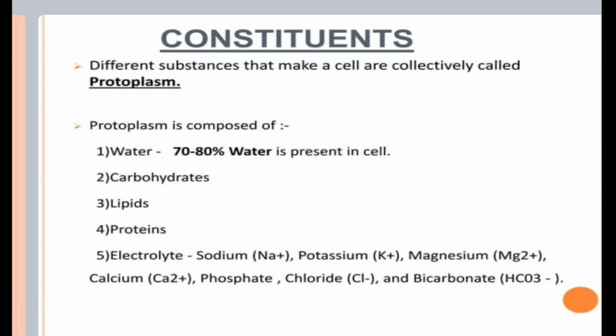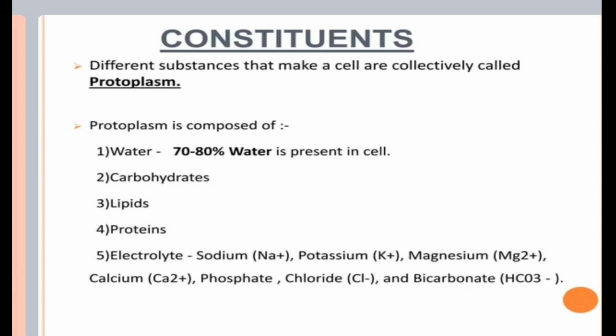Different substances that make a cell are collectively called protoplasm. I have told you about the organelles. There are several organelles, and in total they are called protoplasm. Inside the cell membrane there are many organelles and substances like the cytoplasm, the mitochondria and the nucleus. All these substances are collectively called protoplasm.